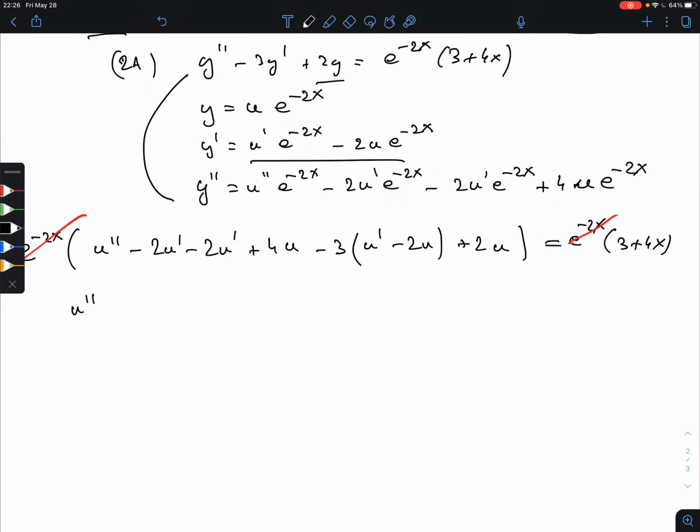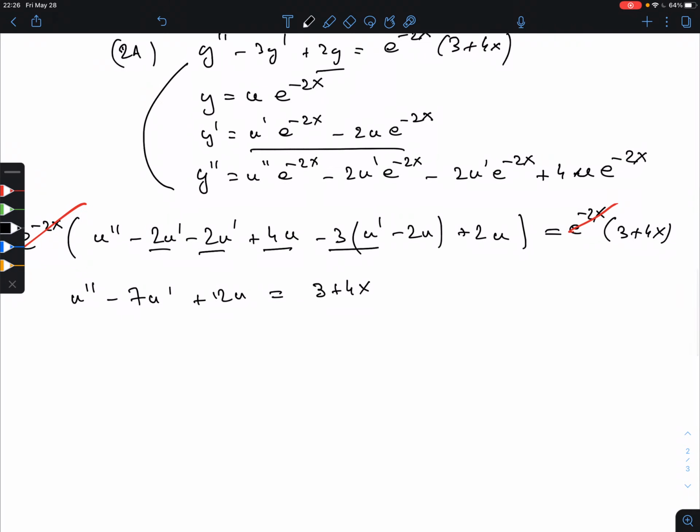U double prime, then the u prime -2, -4, another -3, that's -7 u prime. And then we have 4u. Don't forget this is -3 times -2 is actually +6u. 4u plus 6u, so 12u. And that is equal to 3 plus 4x.